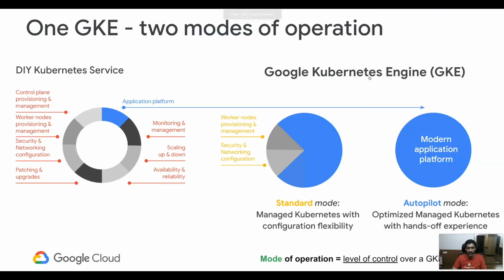use case. So first, let me talk about GKE, which is our managed Kubernetes service that has been in general availability for the last 5 years. If you compare the do-it-yourself Kubernetes service with Google Kubernetes Engine, we take care of the control plane. We take care of networking, storage, patching, monitoring, management, availability, and reliability. And this has been one of the most popular services within Google Cloud.